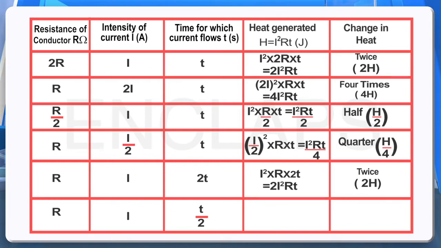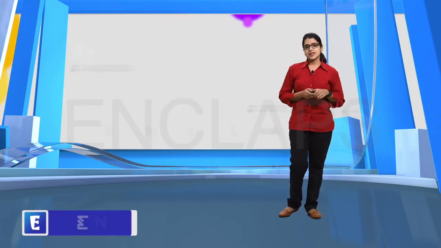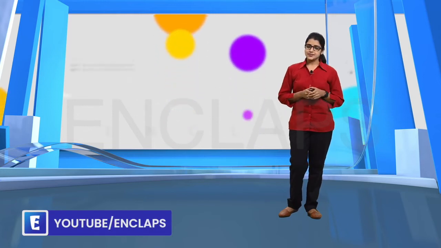Therefore, H is equal to I square into R into T divided by 2, which is equal to I square RT, the whole divided by 2, equals H divided by 2. The heat has reduced to half its value. Therefore, the heat generated is depending on the current flowing through the conductor. From the above data, it is clear that current is the most influencing factor in generating heat.